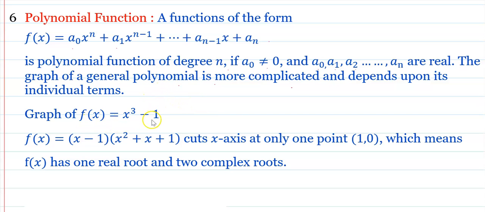For example, one is shown here: f of x is equal to x cube minus 1. That can be factored by using the factors of a cube minus b cube. What are the factors here? In the first bracket a minus b, and in the second bracket a square plus ab plus b square. It cuts the x-axis at only 1, which means f of x has one real root and two complex roots.